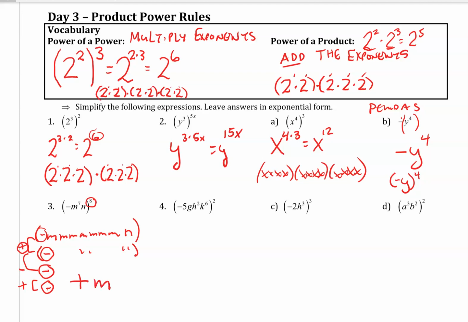And then power to a power. We multiply our exponents together. 7 times 8 is 56. And then n. Well, what is n? It's really n to the first power, so we multiply those exponents together. The first power times 8 is to the 8th power.